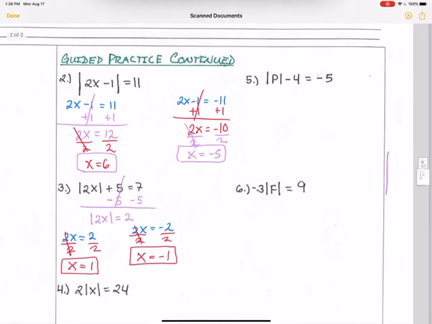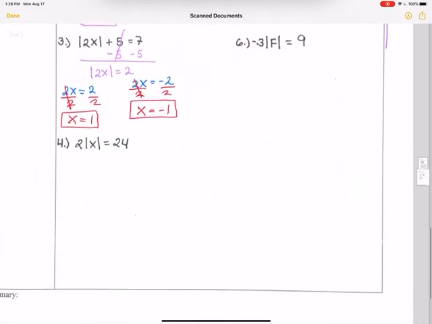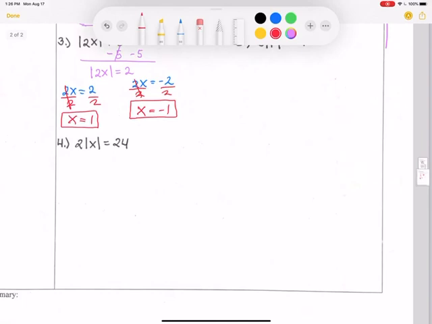In example 4, I have 2 times the absolute value of x is 24. I need to get rid of this 2 first. So to do that, I divide both sides by 2. Then I have the absolute value of x is equal to 12. To solve, I take what's inside the absolute value, which is x, and I set it equal to positive 12. And I also set it equal to negative 12. These are my two answers.